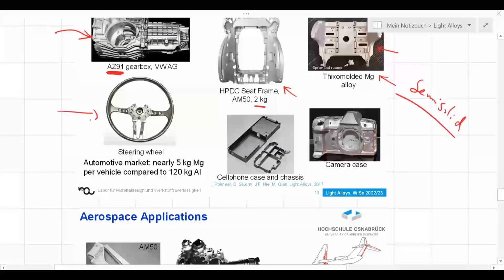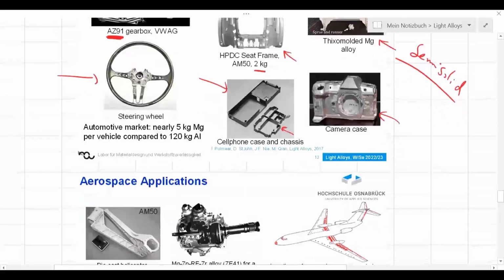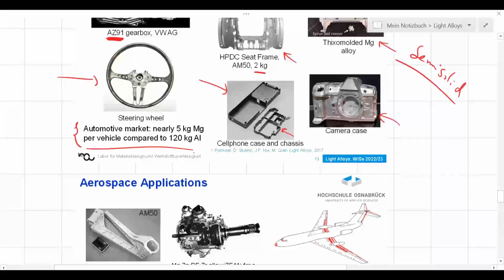So steering wheel, cell phone case, and also the chassis could be out of magnesium. Again, another frame out of magnesium alloys. These are some common applications. Now, if you look at the automotive market, on average, we could say that there is almost 5 kilograms of magnesium per vehicle, compared to aluminum. Aluminum is being used in much higher quantities, almost 120 kilograms. So we can also see the difference here, right?